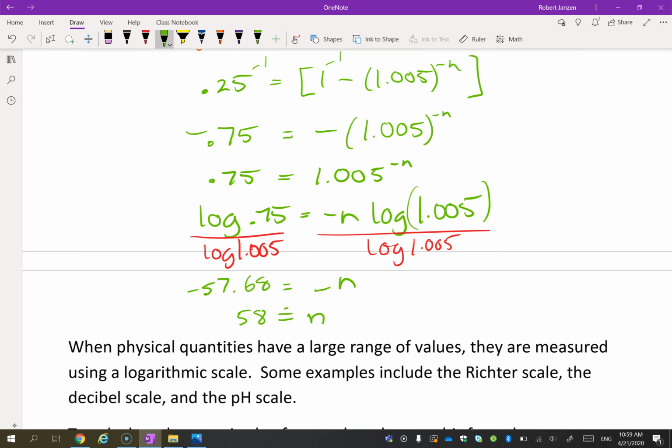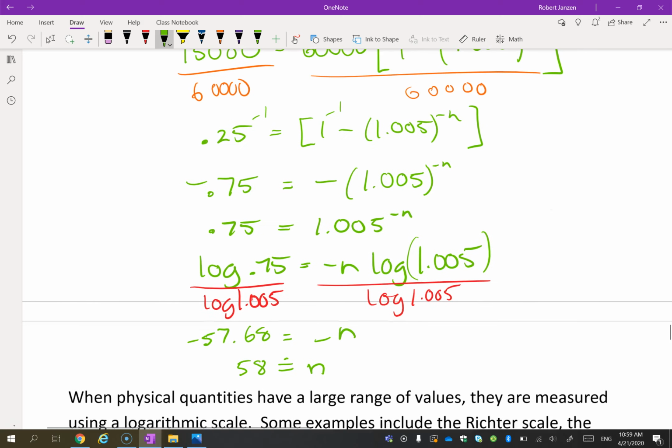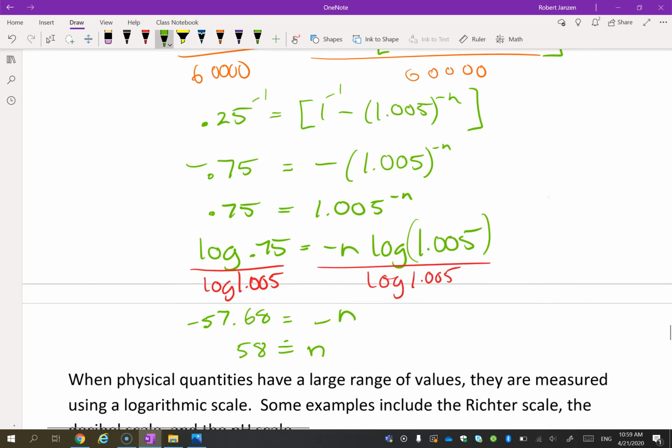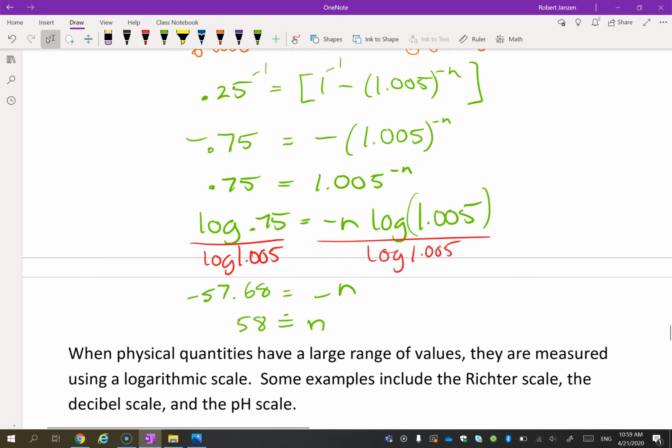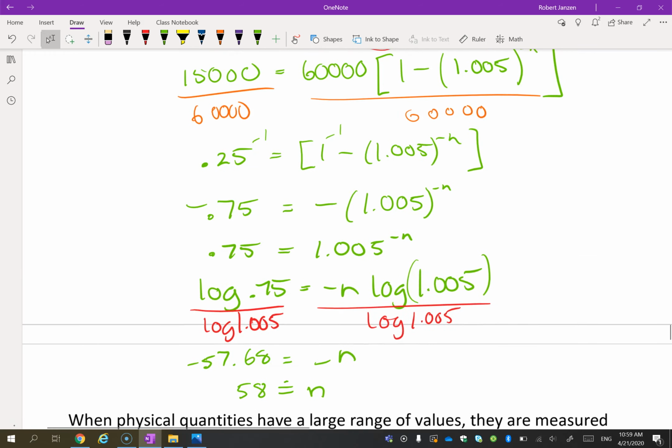Okay, 58 payments, so that's about 5 years. So that's a very typical car loan. You know, if you want to pay for a car and you make monthly payments, they usually are about 5, 6, 7 years. Okay? So, a couple of things.